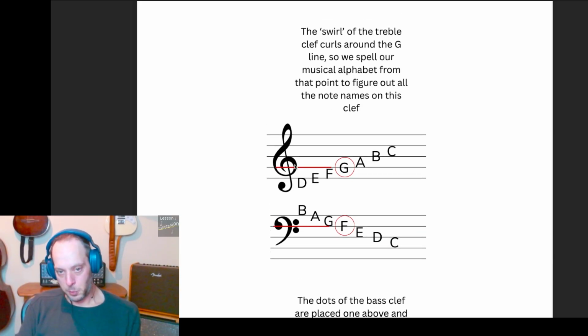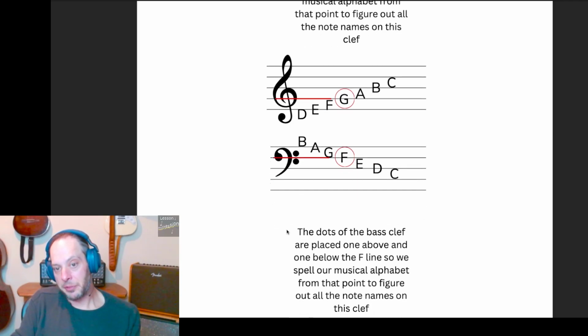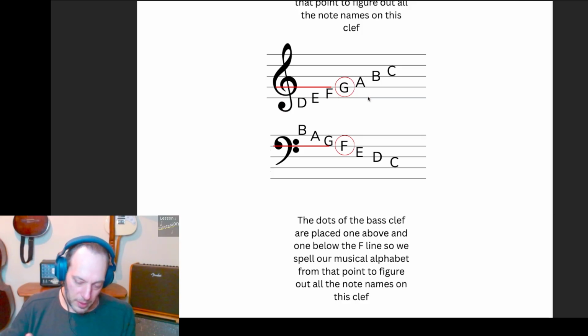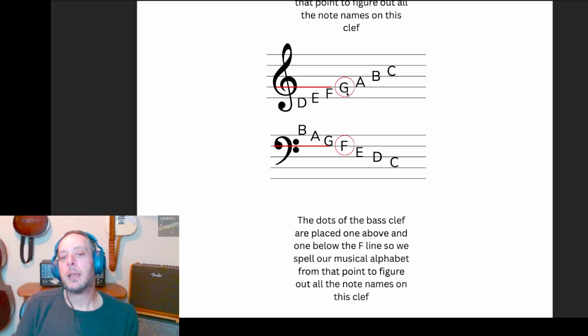So, this swirl here swirls around that G line, and it kind of makes an X, a bullseye right there. And on the F clef, these dots are placed one above and below the F line. So there, we see our F note, and here we see our G note. It'll always appear on that line. And then we just go through our alphabet, upwards or backwards through it, to get the A space, the B line.